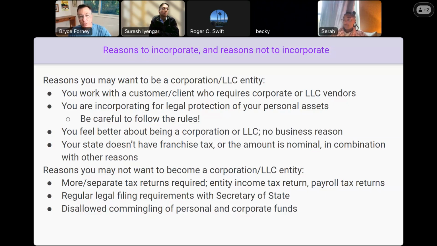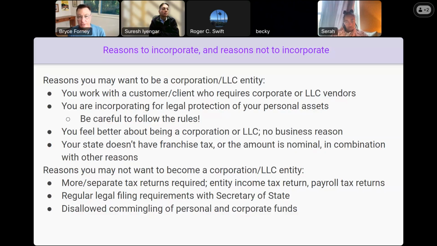And then you may not want to be a corporation because you have those additional legal filings. In California, there's a statement of information filing. It's a pretty simple thing, but it is a thing that you have to do every couple of years. If your address changes or if ownership changes, you have to file with the Secretary of State, and then of course the additional tax return.